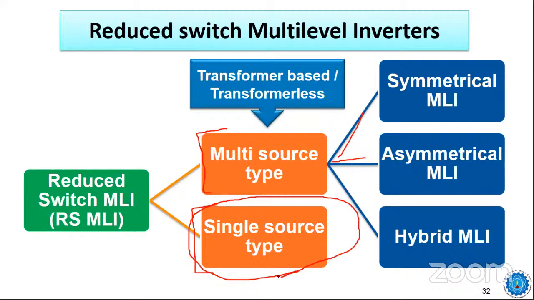Now think, if you just connect one PV panel and one single source to get the required output, it will be much more useful, right? So we'll see the single source type. As I was telling you in the introduction, this can happen only with the help of a switched capacitor based configuration. So what is this switched capacitor based configuration? We'll see.